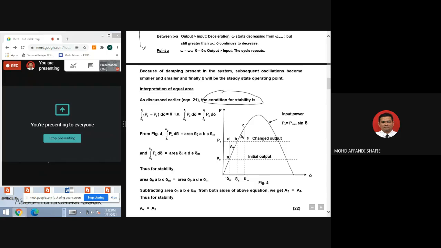Okay, this part. So subtracting area sigma O A B E sigma M from both sides of both equations, we can get A2 is equal to A1. So A2 is equal to A1.